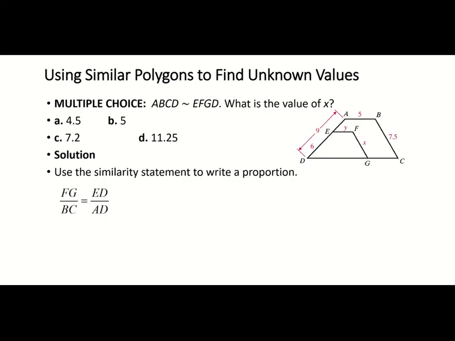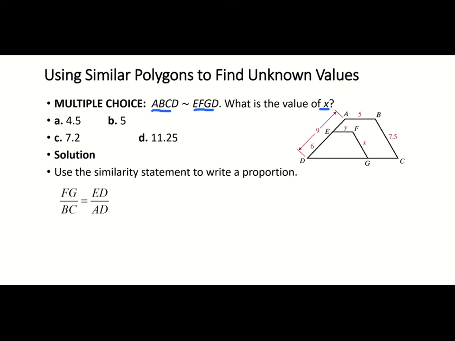All right, so here they told us that quadrilateral ABCD is similar to EFGD. So we know they're similar, so we know that the sides are in proportion to each other. We want to know the value of x. To do this, we're going to set up a proportion. When you write your proportion, you want to find a pair of sides where you know both measures.